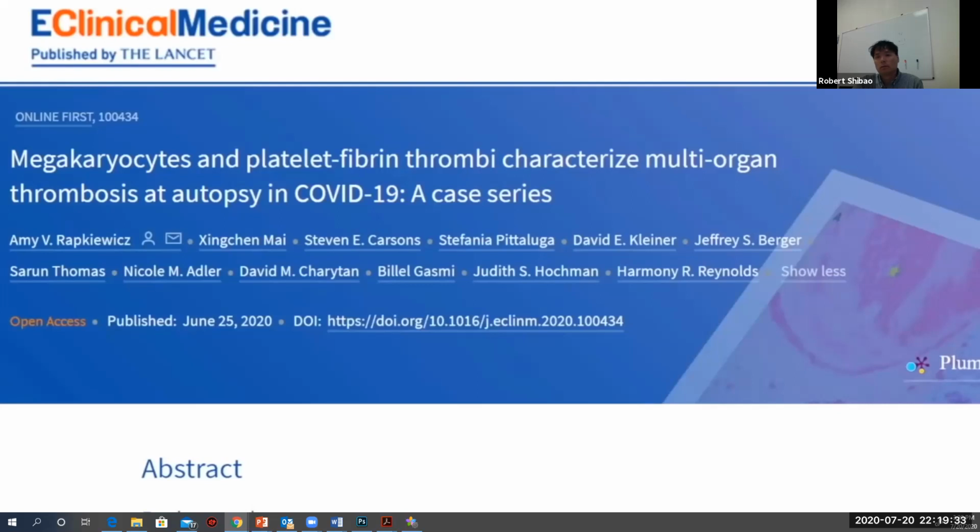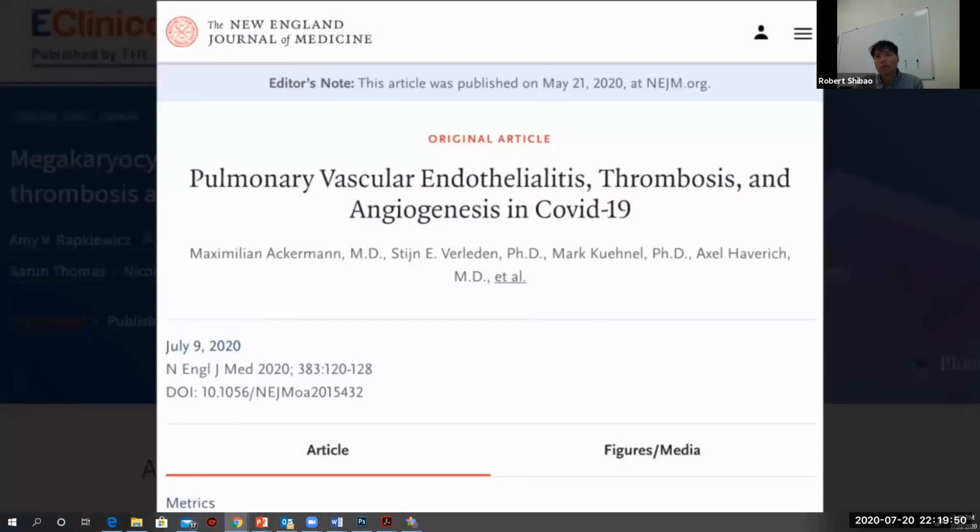Well, here is a study out of New York University looking at 7 autopsies of patients and characterizing what they found. And what they found was not just clots in the lungs, which is what we've been looking at before. There was that paper, remember, in the New England Journal of Medicine that looked at microthrombi in the lungs.